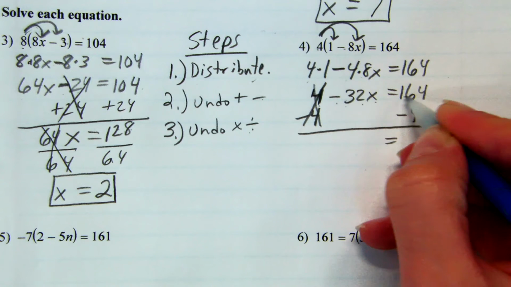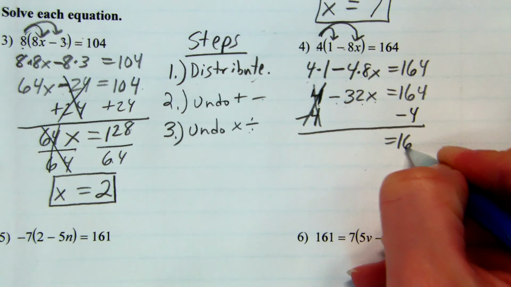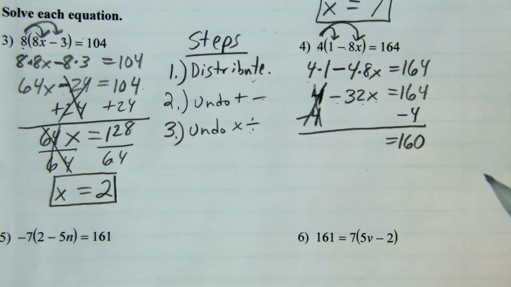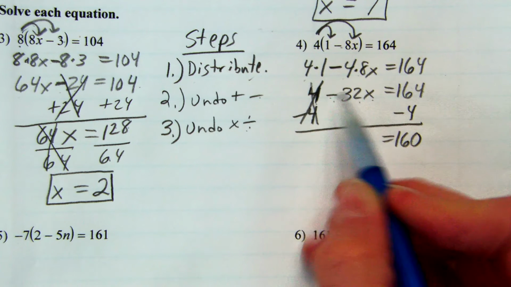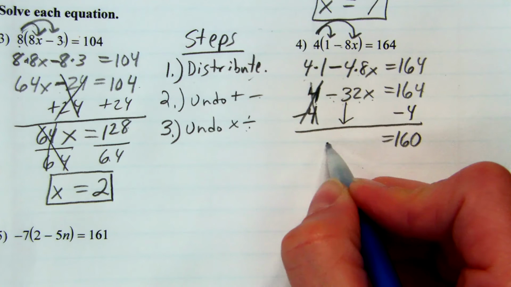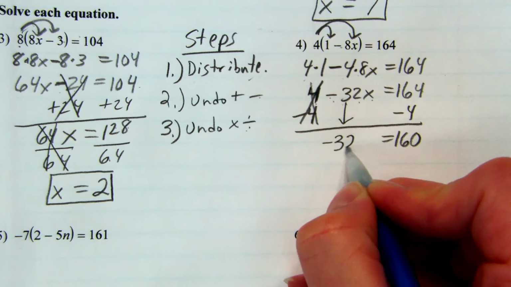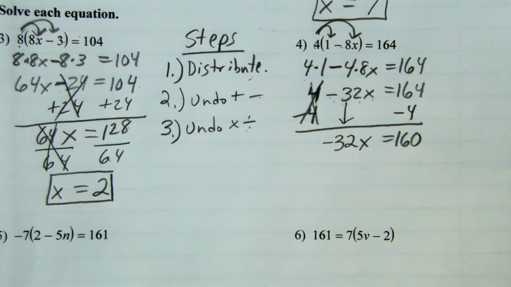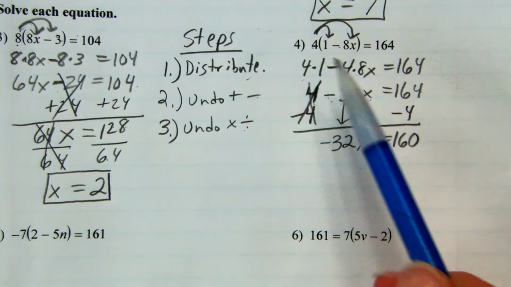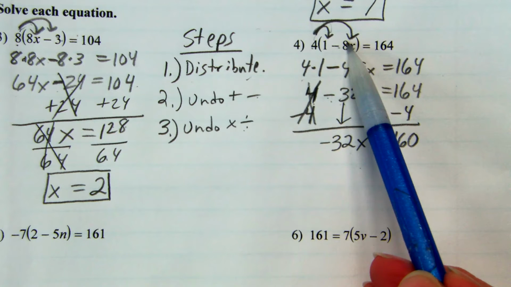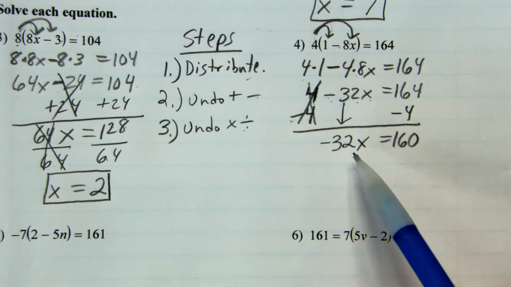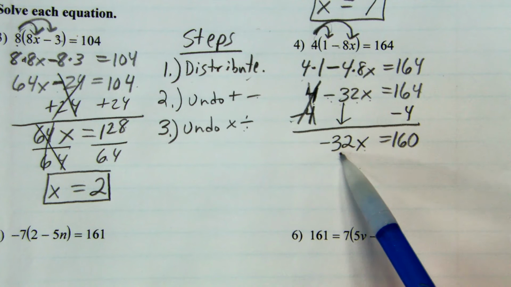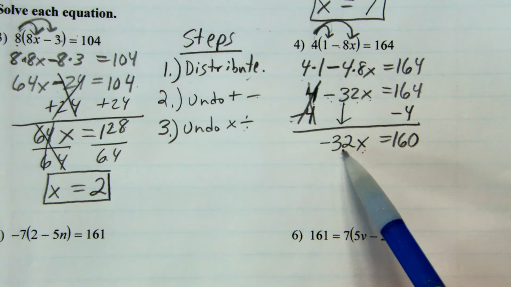And that just takes care of the 4. So I have 164 minus 4, so that's 160. Then this minus sign that was between them, I copy that down when I bring down the 32x. It just kind of becomes a negative, negative 32x. Okay? So I did step 1, we distributed. I did step 2, I subtracted next. So step 3 is we want to get the coefficient off of the x. I want to get rid of the negative 32.